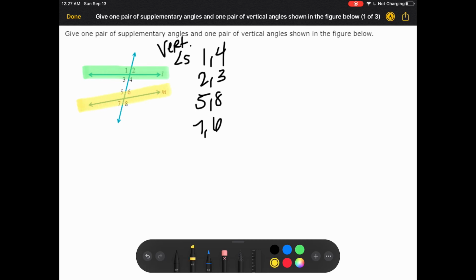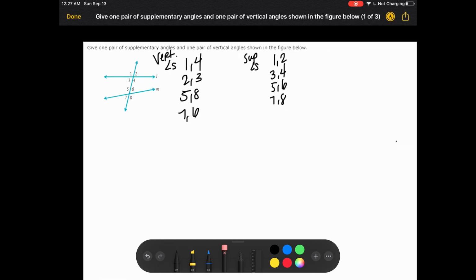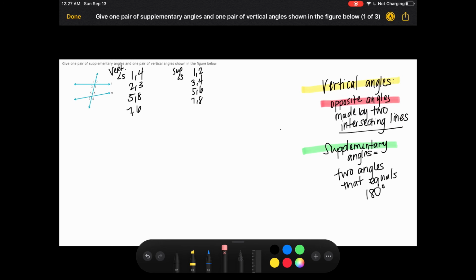You can look at that as 1 and 2 or 3 and 4, right? And then 5 and 6 and 7 and 8. So do they make a straight line? That's all you really need to ask yourself. So I'm just going to say supplementary angles: 1, 2, 3, 4, 5, 6, 7, and 8. Those are all your options. Now you do not need to list all of them for this question to get it correct, but just know that those are all of your options. Okay? So this is pretty straightforward.